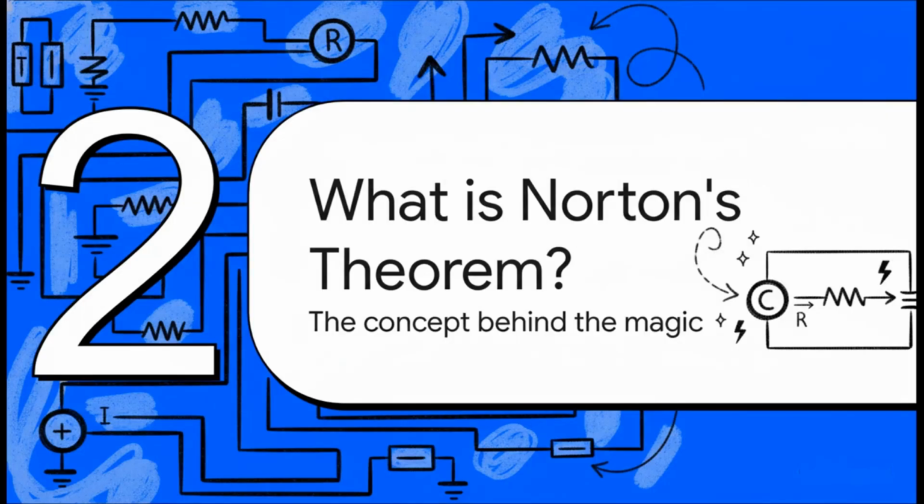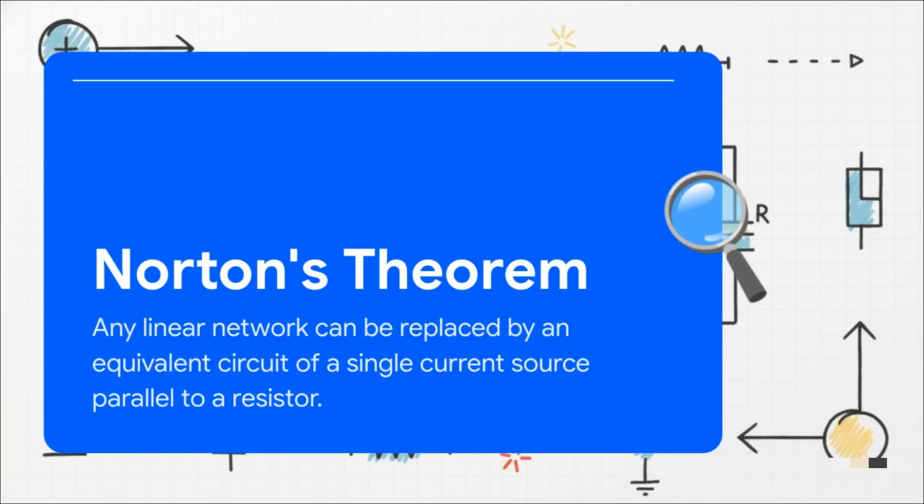So, what exactly is this magical tool? Let's get to the official definition and see what's really going on behind the curtain. And there it is. The theorem states that any linear network, and I don't care how many loops or sources it has, can be replaced by this simple equivalent. It's just a single current source running in parallel with a single resistor. That's it. From the perspective of anything you connect to it, that complex circuit and this simple one look exactly the same.